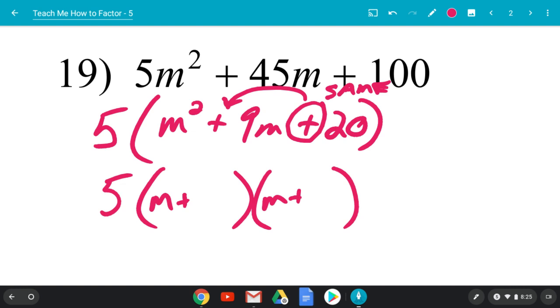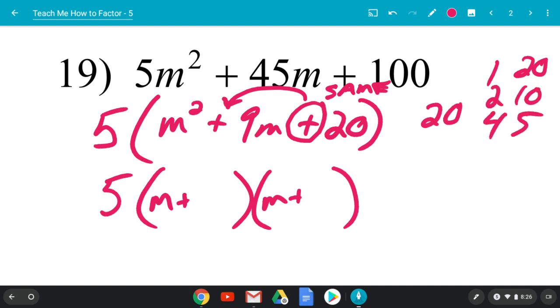Now what, Cam? You do thingies of 20. The thingies of 20. Absolutely. All the thingies of 20. 1 and 20, 2 and 10, 4 and 5. Which of those come together to get me a 9? Which one of those thingies come together to get me a 9? 4 and 5 are the thingies. Okay? 4 and 5, AKA factors. If we want to get technical, they're called factors, but more lovingly known as thingies.